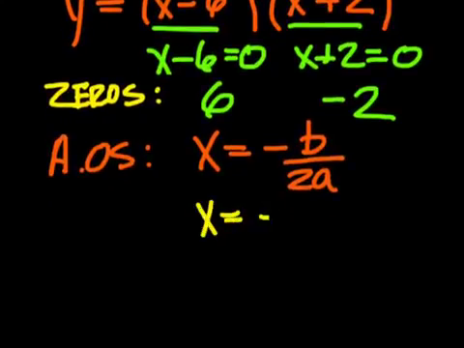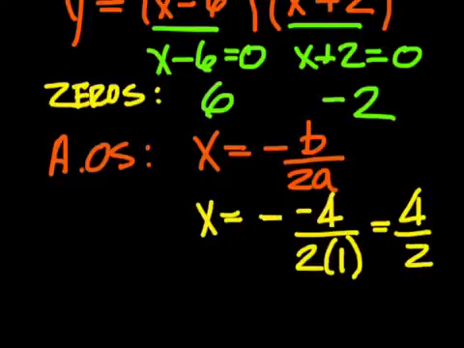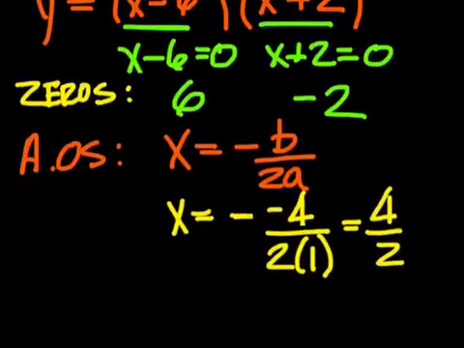So if I plug in a -4 here for b, don't forget I've got this negative sign already out there. So a -4 over 2 times, and a was 1. What happens to the double negative? Positive, so I have 4 over 2. What's my axis of symmetry? 2. So the axis of symmetry would be 2.